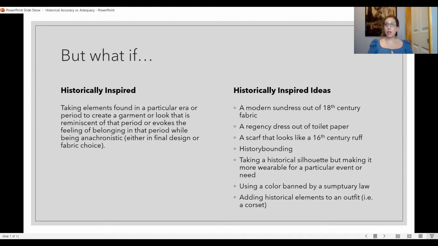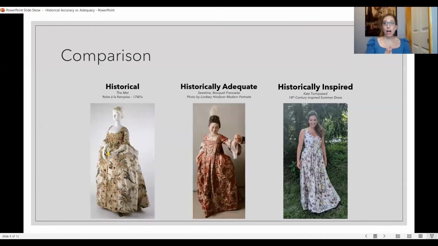So if that's something you love doing too, that would be on the historically inspired side rather than historically adequate or historically accurate. So I put a little bit of a comparison here, and yes, I did put a picture of myself because I don't feel bad about calling it inspired instead of in any way adequate. So if you look on the left, we have an actual historical dress.